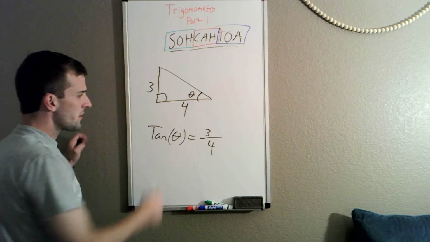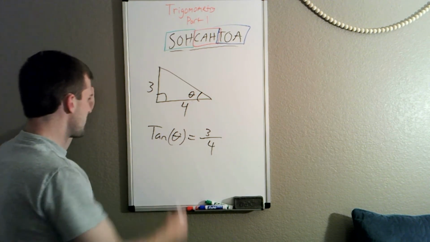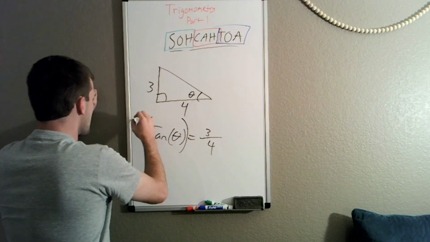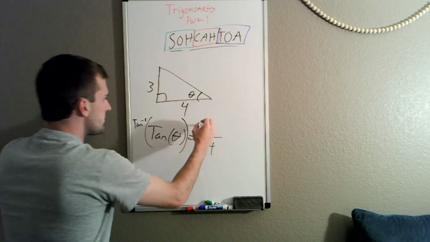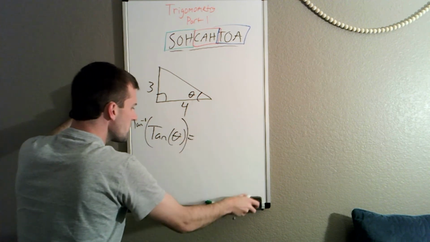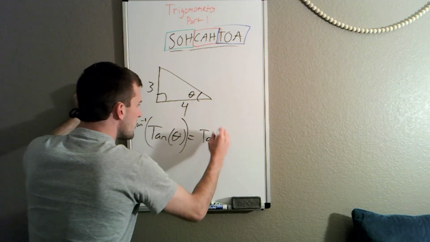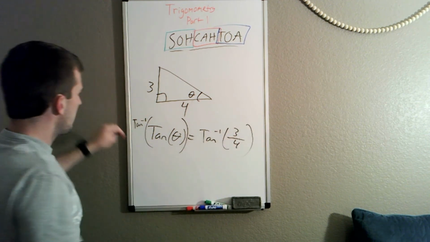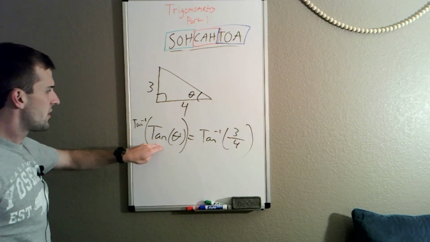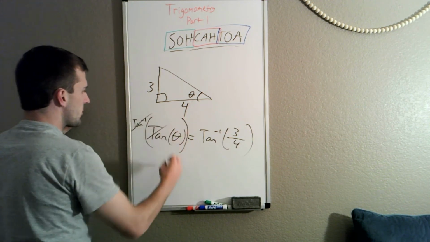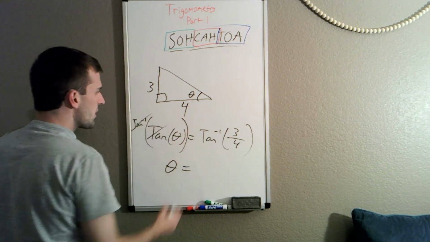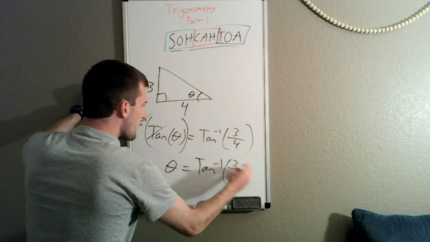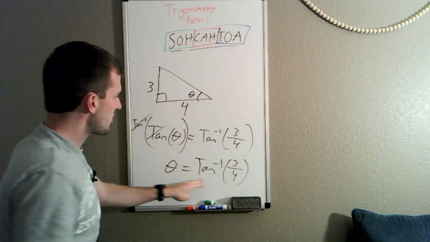And to solve for theta, we need to use the inverse tangent function. This is written as tangent to the -1 of 3/4. And when you have inverse tangent of tangent, these cancel out, and you're left with theta. So the angle theta is tangent to the -1 of 3/4, or inverse tangent of 3/4.